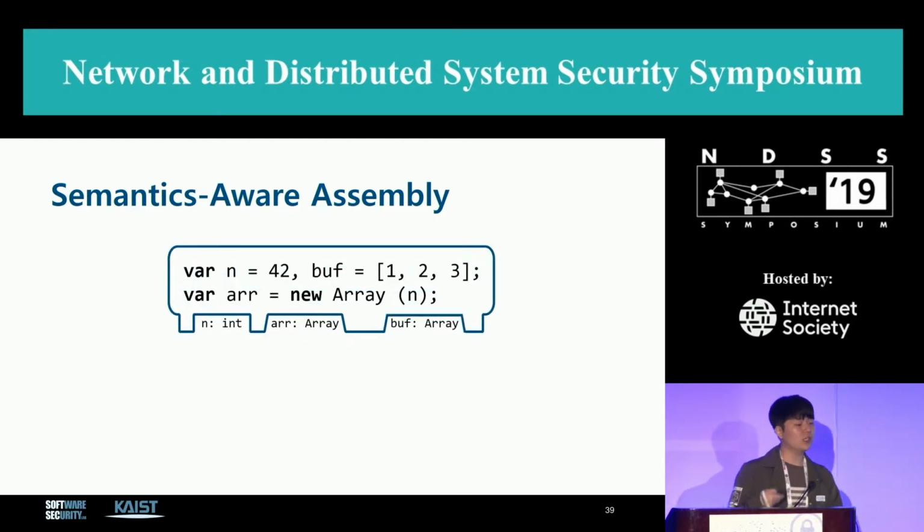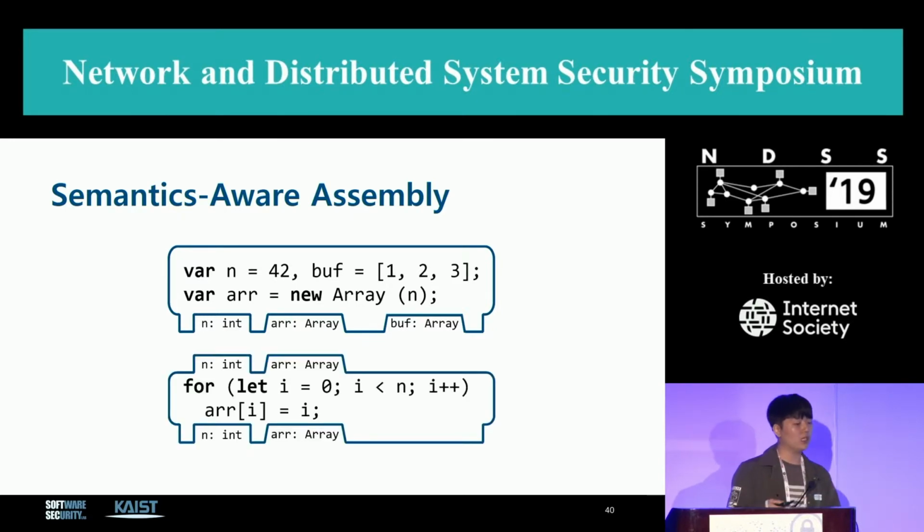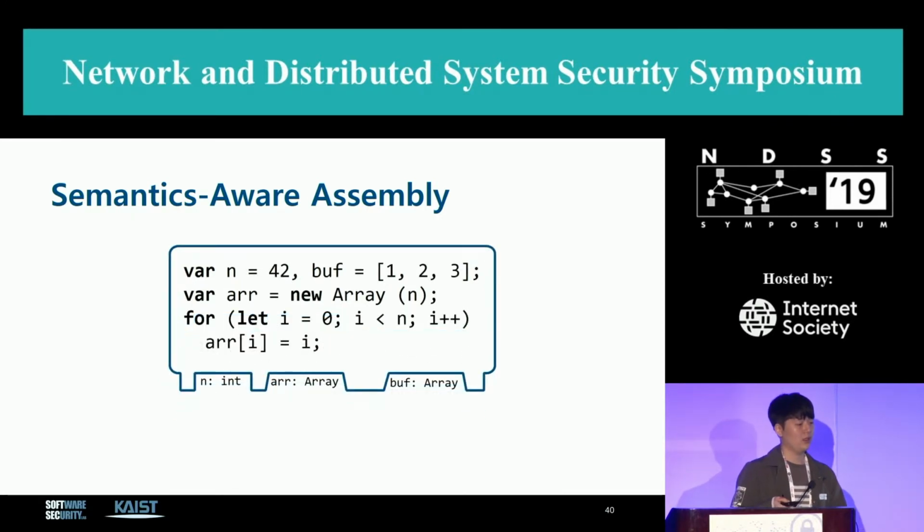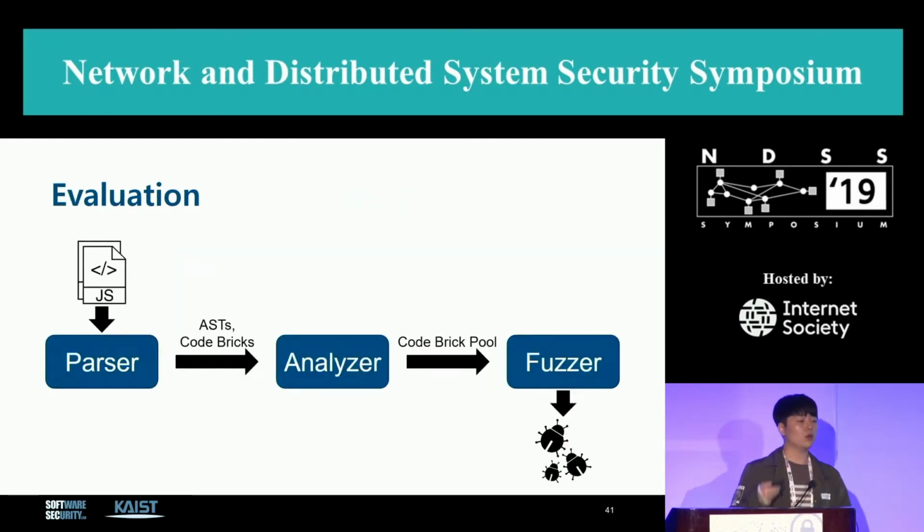And after executing the code bricks, the integer variable and two array variables are available. Then randomly select a suitable code brick like before and merge again. And finally, we get both syntactically and semantically valid code. If we repeat these steps, we can add almost infinite code bricks as long as assembly constraints are satisfied. But we are going to stop here for this case. So this is how our CodeAlchemist works.